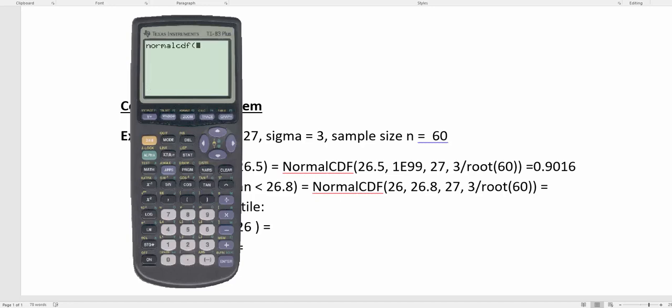Let's go ahead and compute this. Second variables, normal CDF, we go from 26 to 26.8. 27 is the mean, and then 3 divided by square root of 60. 60, not 600, that would be very different. So our probability here is 0.2979.